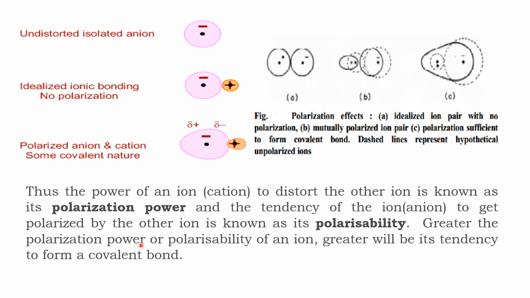Greater the polarizing power or polarizability, greater the tendency to become a covalent bond. This is the basic concept of Fajan's rule. When the polarizing power of the cation increases, the polarizability of the anion increases and hence the ionic character decreases and the covalent character increases. Very, very important. Take down.